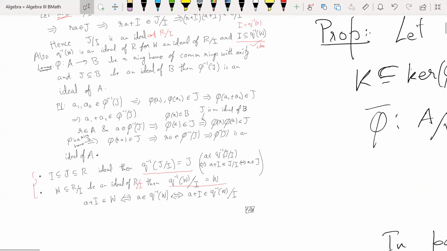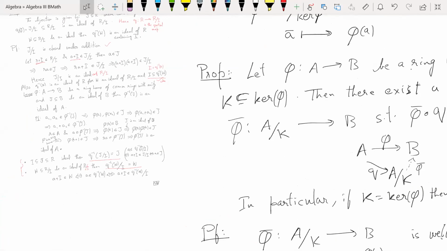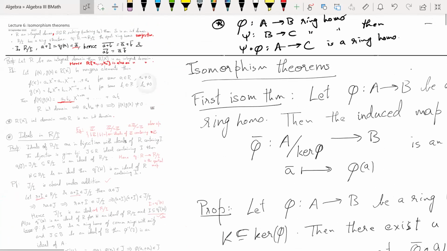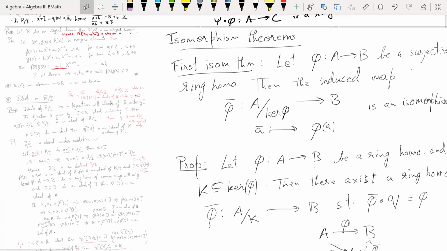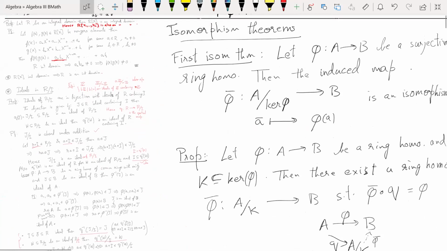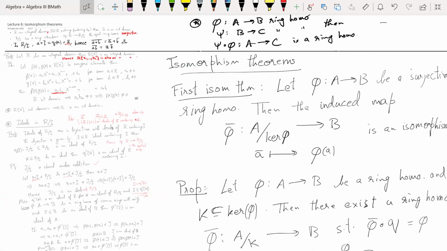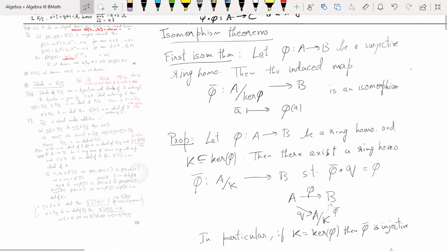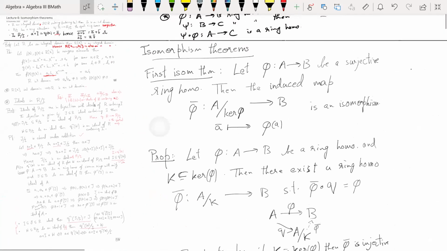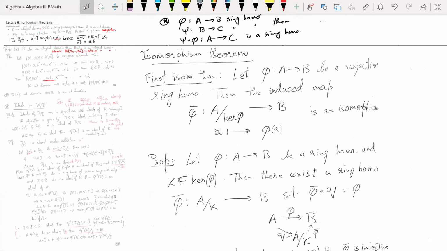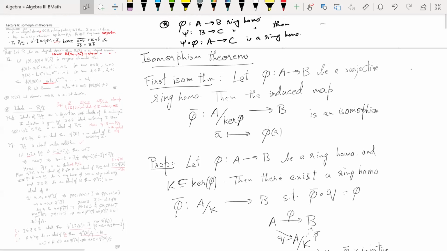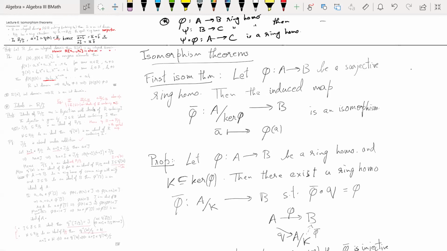So now we will go to the isomorphism theorem. Okay. Maybe I can expand this a bit. I hope it's visible. This left side is visible. Let me just make this observation first.